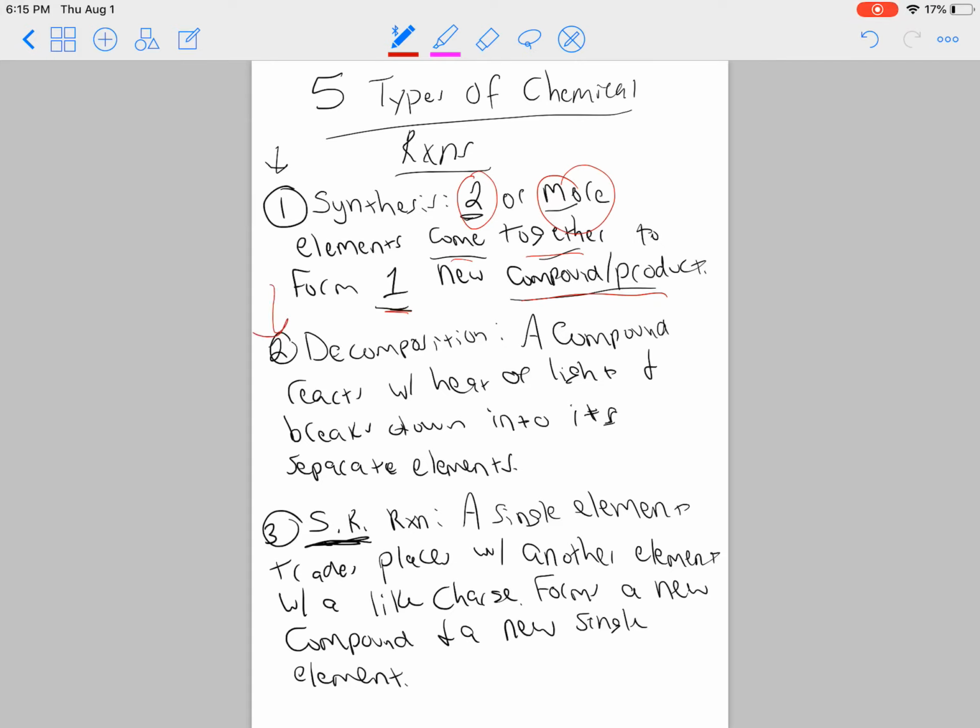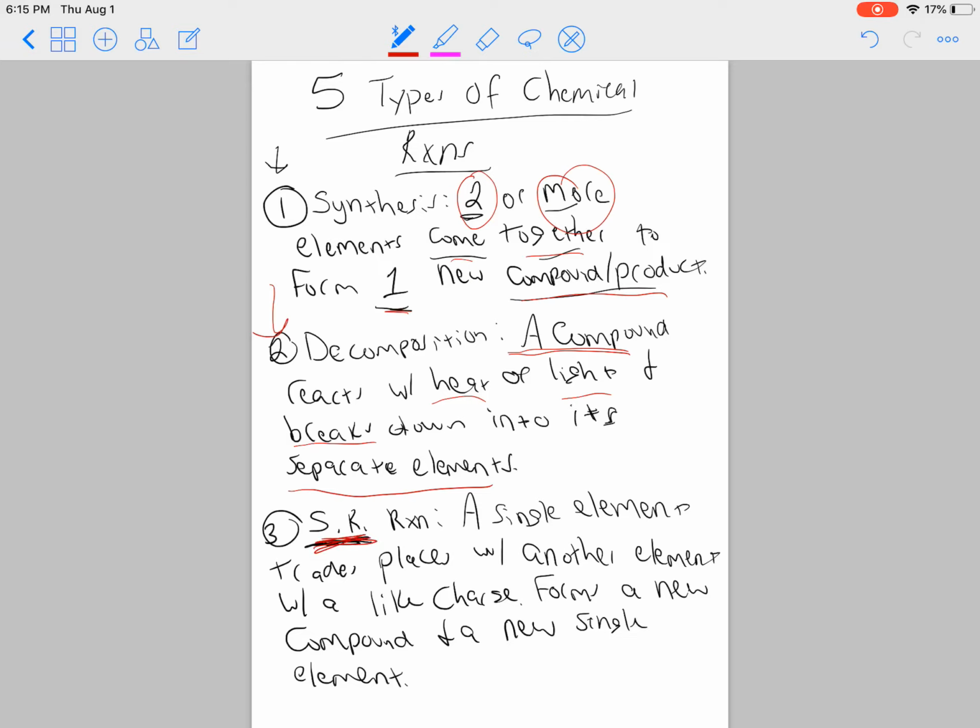Decomposition, that's when a compound reacts with heat or light and it breaks down into its separate elements. So a compound can react with heat or light, for an example, and when it does that, it'll break down into its separate elements. Our third type of chemical reaction is single replacement, and that's what SR stands for.